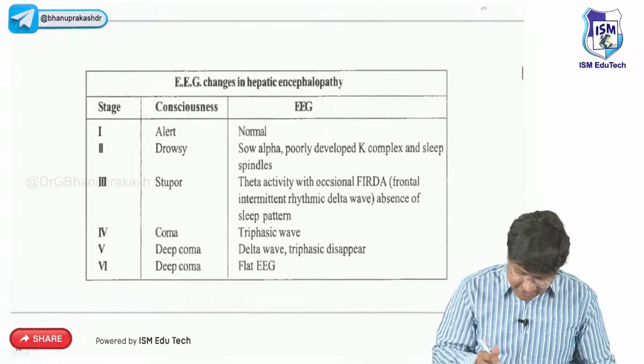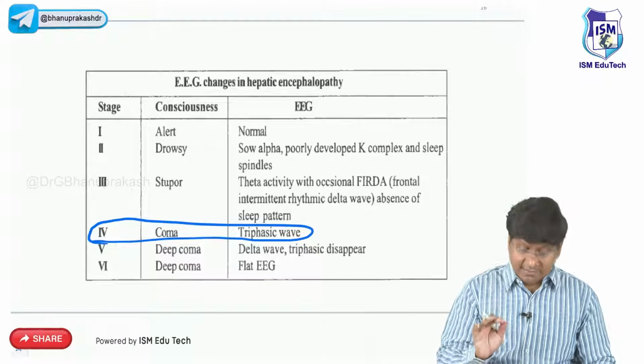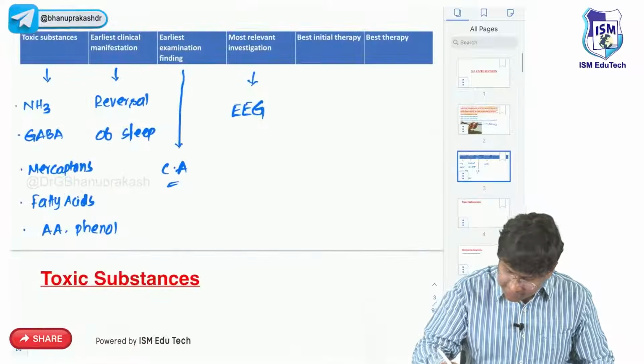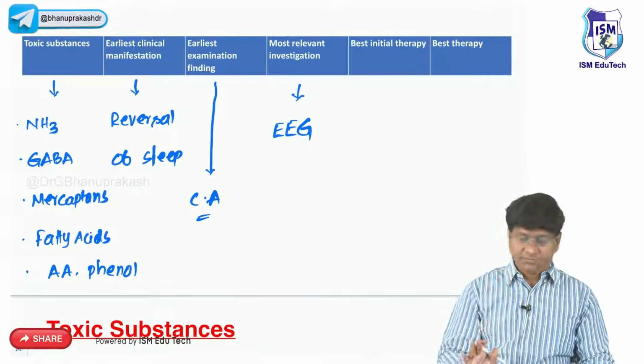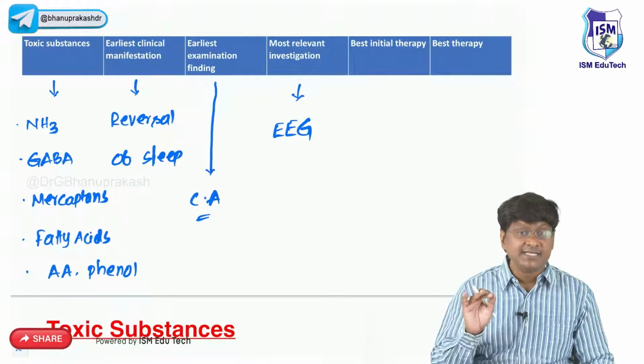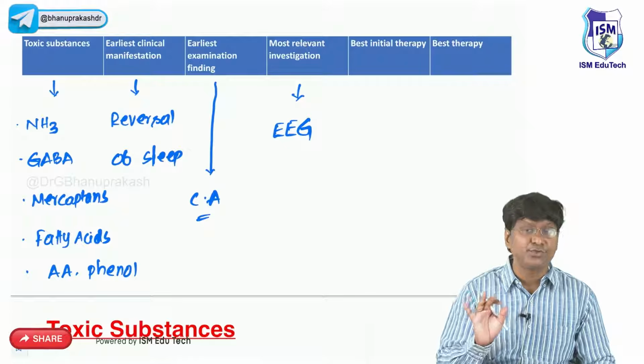Okay, so this is the EEG. So in stage 4, you get this triphasic wave pattern. Okay, and that will be the relevant investigation in these patients with hepatic encephalopathy. Now, what do you think is the best initial treatment in these patients? The best initial treatment in these patients is you need to give lactulose, right? You need to give lactulose.